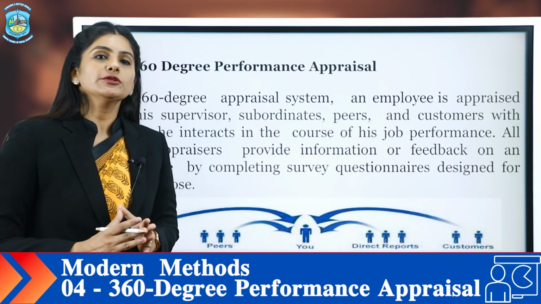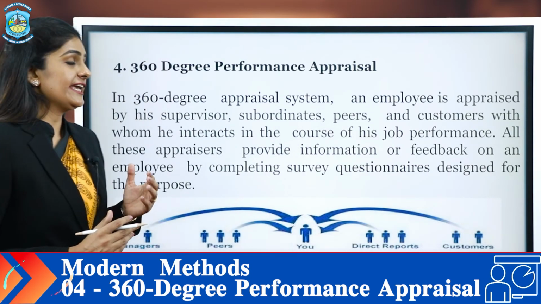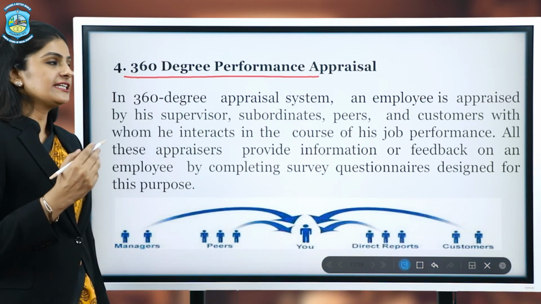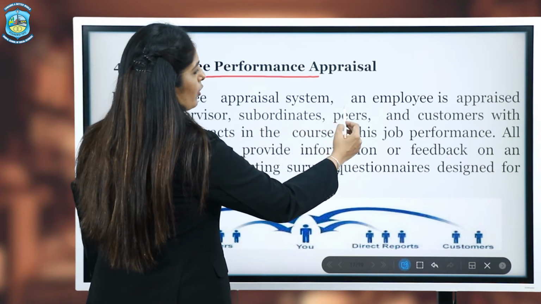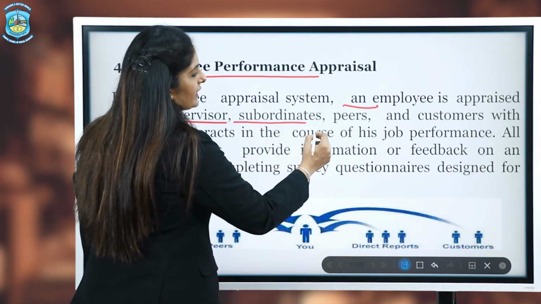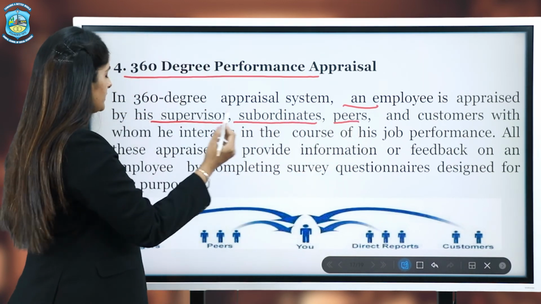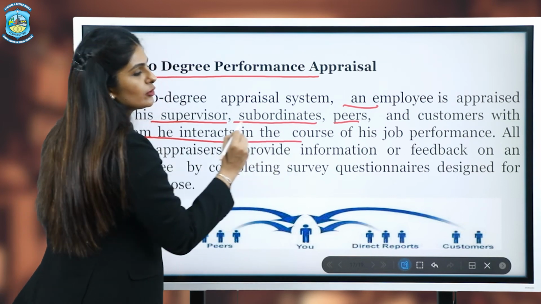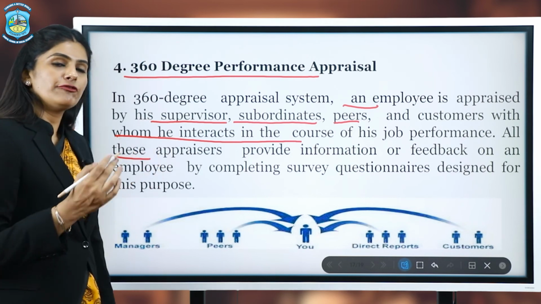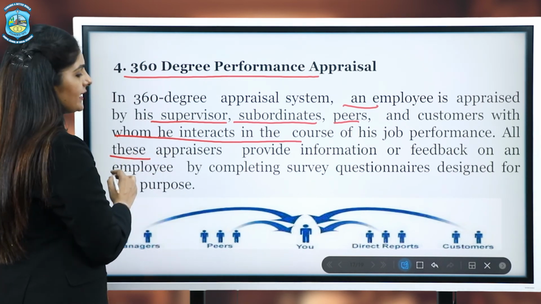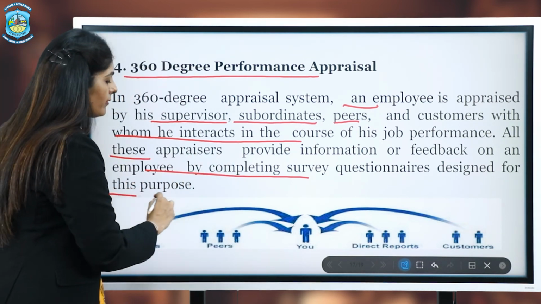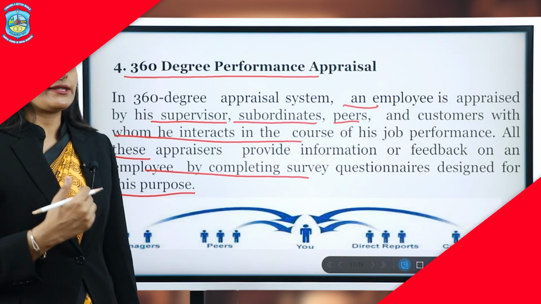Moving on to the fourth modern method of performance appraisal, the 360-degree performance appraisal method. Under this method, an employee is appraised by his supervisor, subordinates, peers, and customers with whom he interacts in the course of his job performance. All these appraisers provide information or feedback on the employee by completing a survey questionnaire which is designed for this purpose by the management.